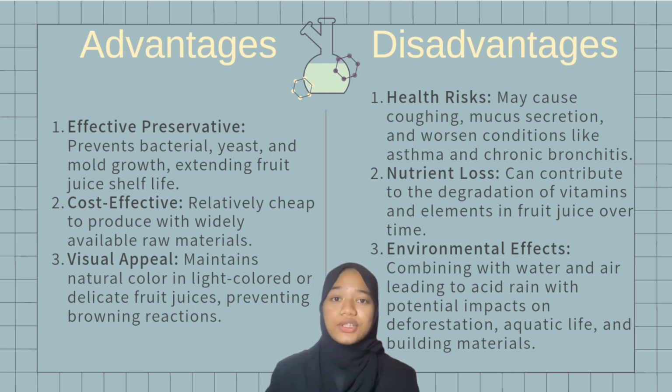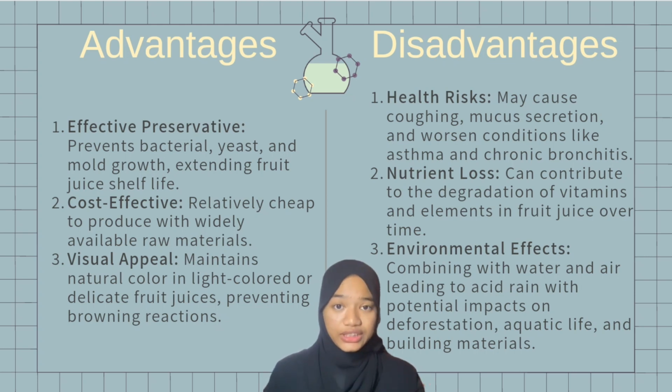Next, we need to know that sulfur dioxide use has both advantages and disadvantages, which are important to consider. For the advantages, this chemical can prevent bacteria, yeast, and mold growth, extending fruit juice shelf life. It's also relatively cheap to produce with widely available raw materials. Lastly, it can maintain natural color in light-colored or delicate fruit juice, preventing browning reaction.